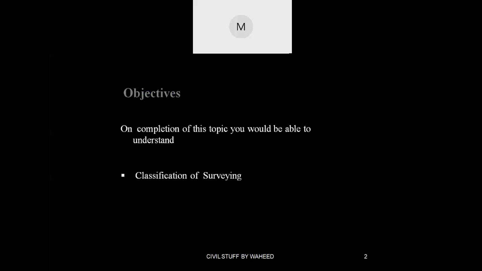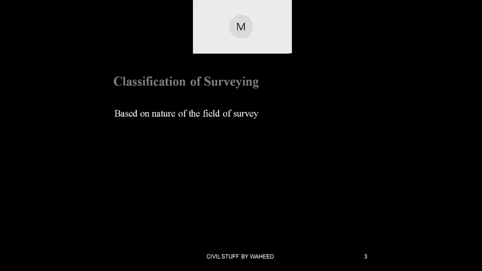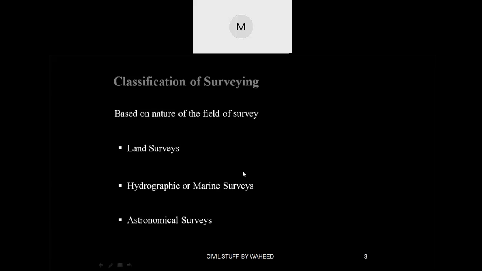So today you are going to learn about the classification of surveying based on nature of the field of survey, based on the object of survey. Okay, coming to based on nature of the field of survey: land survey, hydrographic or marine survey, astronomical surveys. Now what does land survey mean? In our regular day-to-day life, you will be measuring our lands. Either you have measured the plots or agricultural lands, etc. All these come under land surveys.